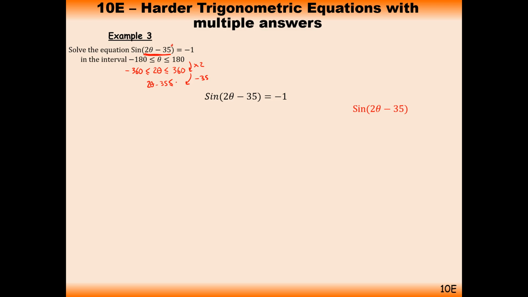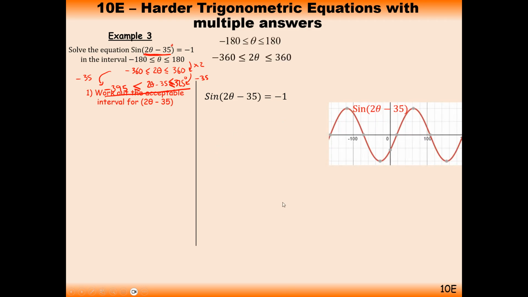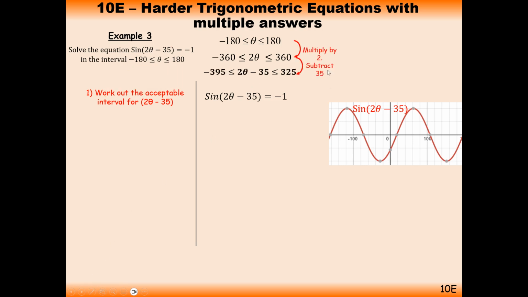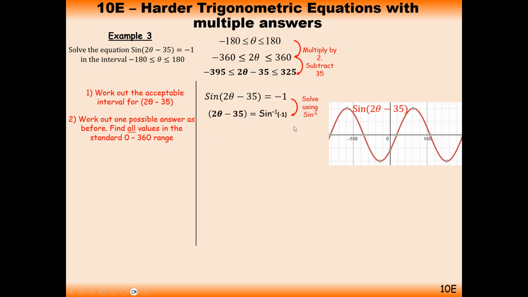So 360 minus 35 is 325 here, with the less than or equal to sign. And this minus 35 is negative 395. Okay, so this is the range that we need to solve the equation for. So now we can take sine inverse of both sides and write it like so. Sine inverse of negative 1 is going to give us one answer, negative 90.